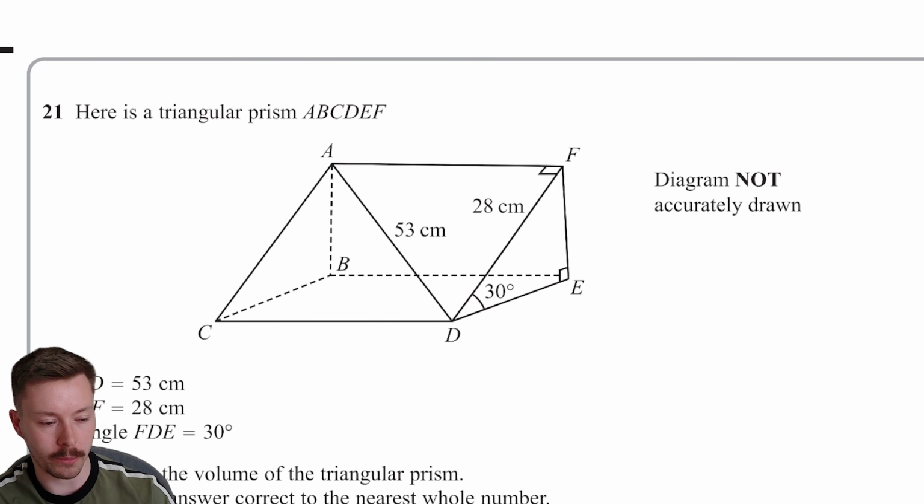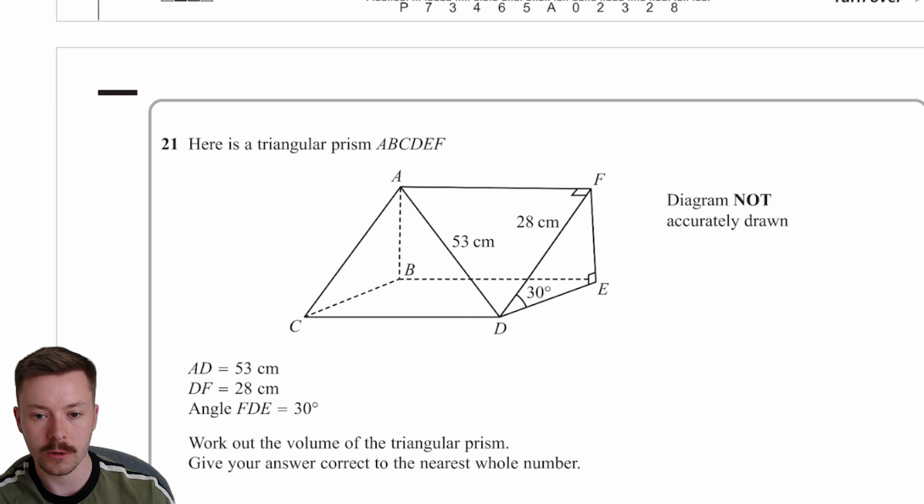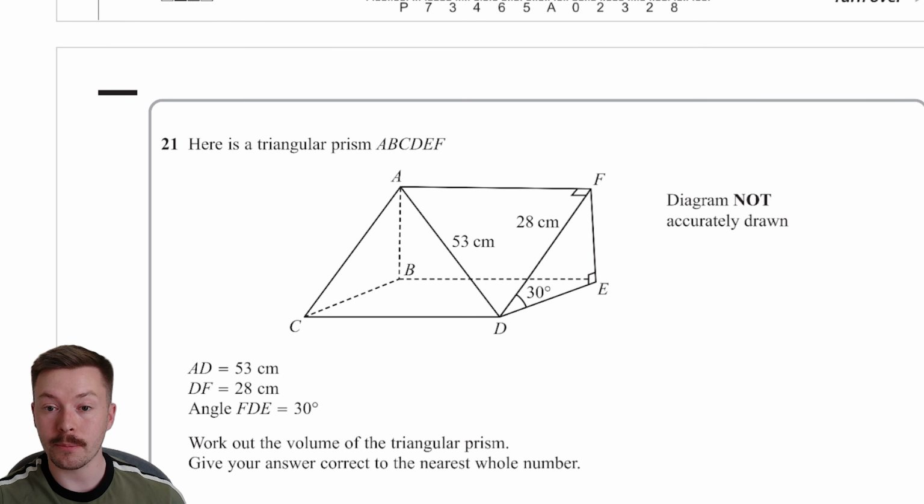Now we've got this shape here. I'm going to have to zoom this out very slightly. Here is a triangular prism, A, B, C, D, E, F. Now this immediately looks to me like 3D trig, 3D Pythagoras. We've got the AD is 53 centimeters. We've got that DF is 28 centimeters. We've got that angle FDE is 30 degrees. Work out the volume of the triangular prism.